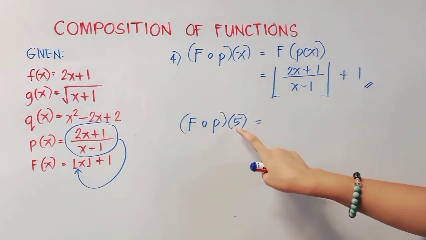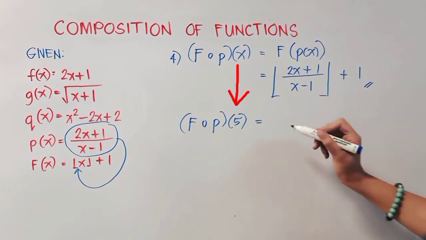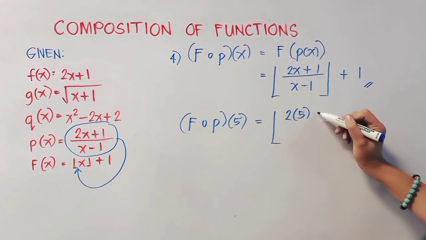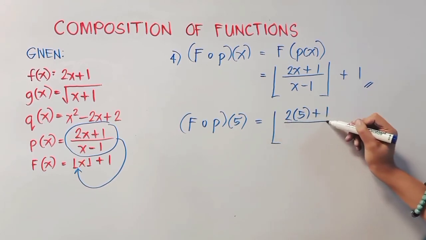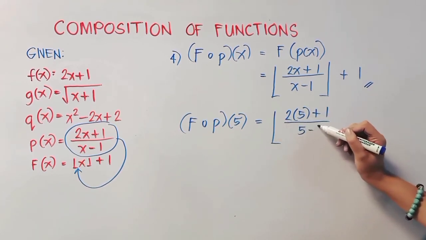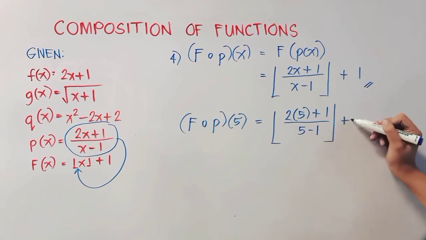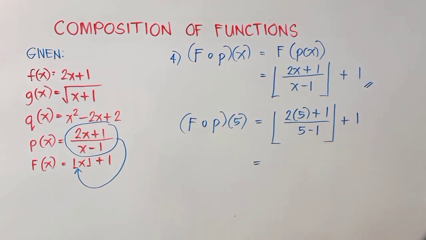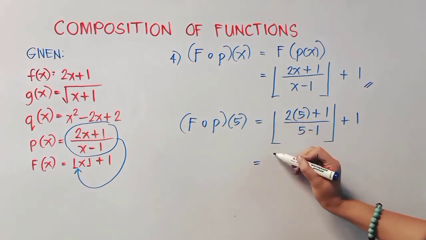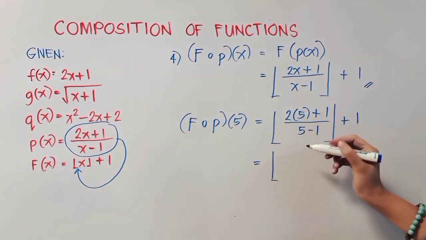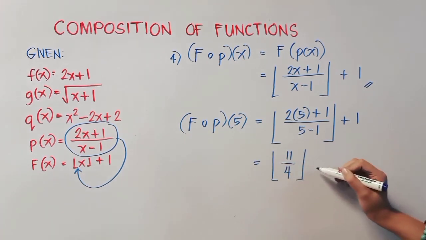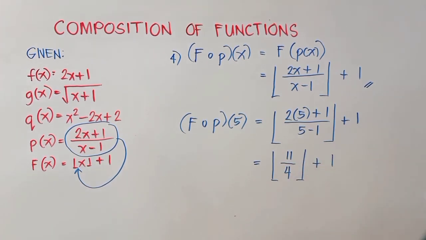As you can see here, our x is now replaced with 5. So we'll simply substitute 5 here. So that's 2 times 5 plus 1 all over 5 minus 1. And then we'll copy plus 1. So that will give us a floor function of 10 plus 1, that's 11 all over 4. And then copy plus 1.